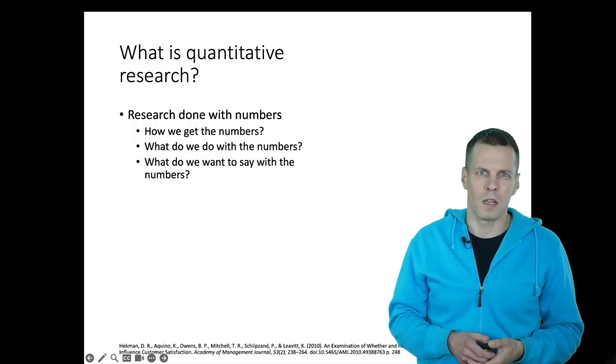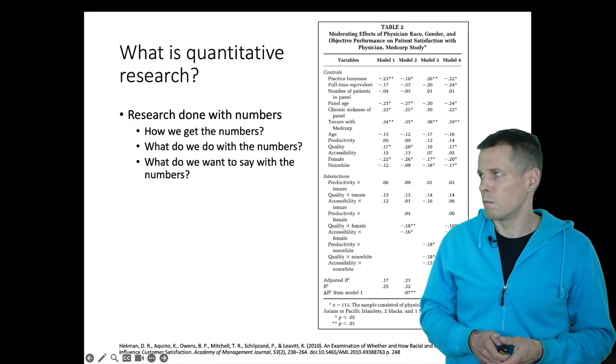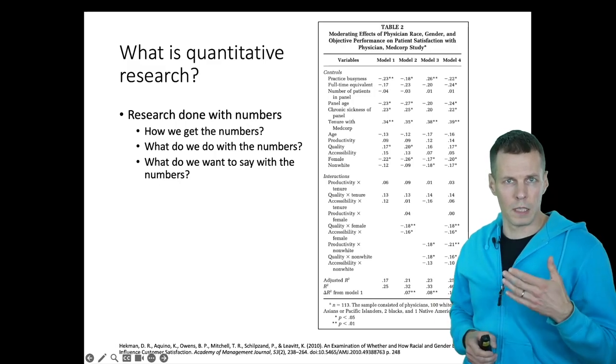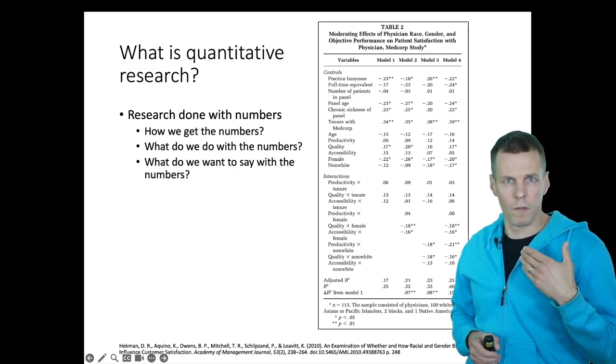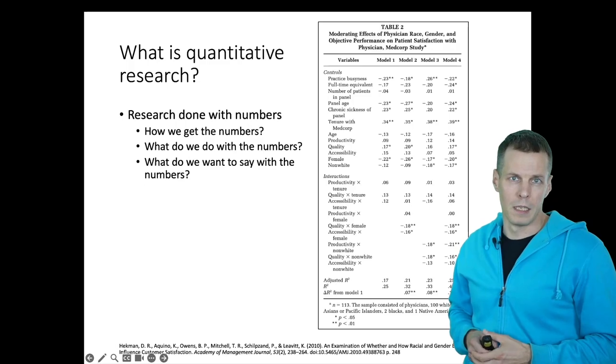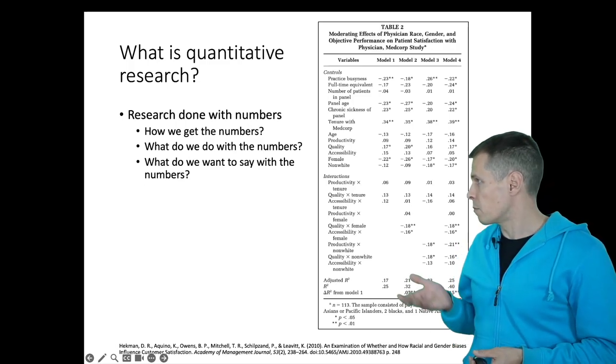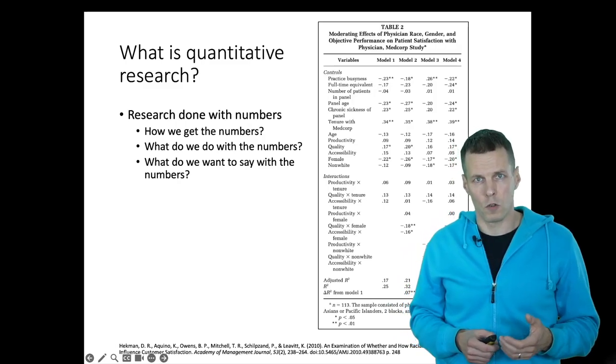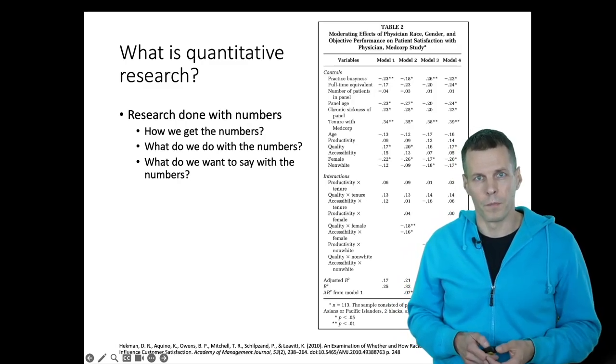A typical result of a quantitative study would maybe look like this. This is a regression table. It contains statistics from four different regression analyses. And then the researcher would interpret this and make a call whether these statistics support their theory or not.